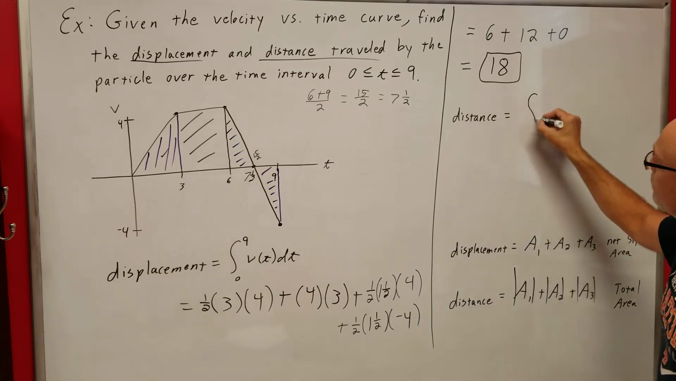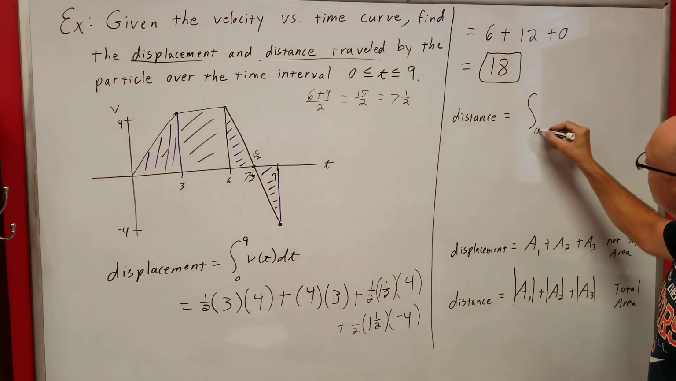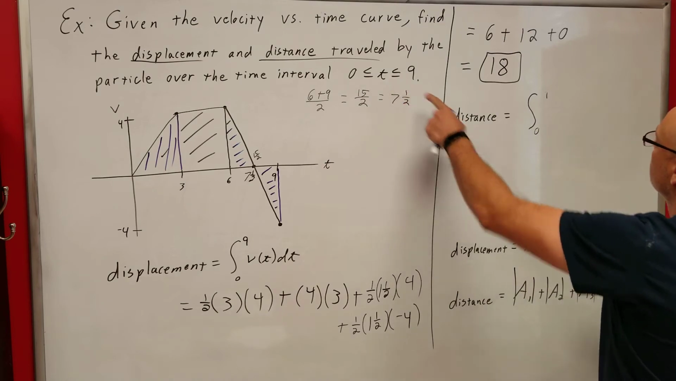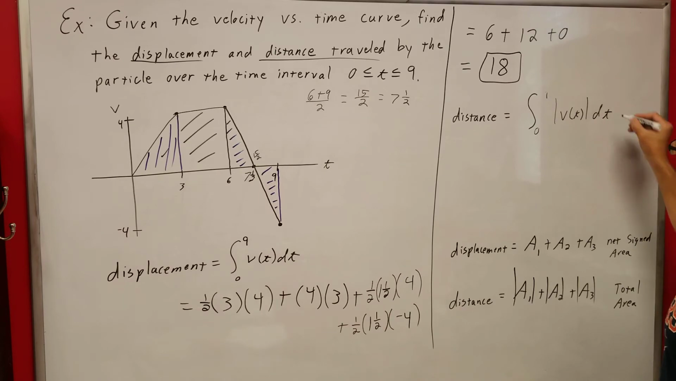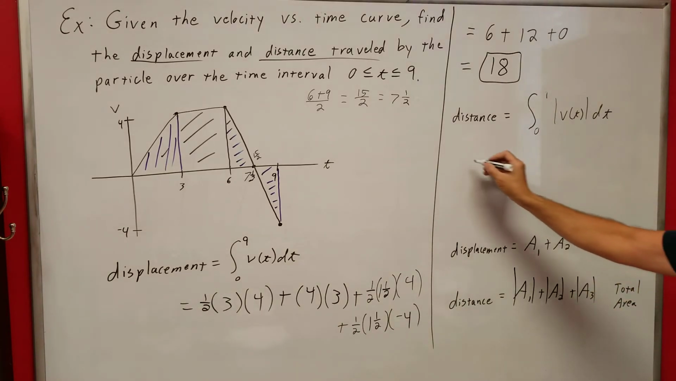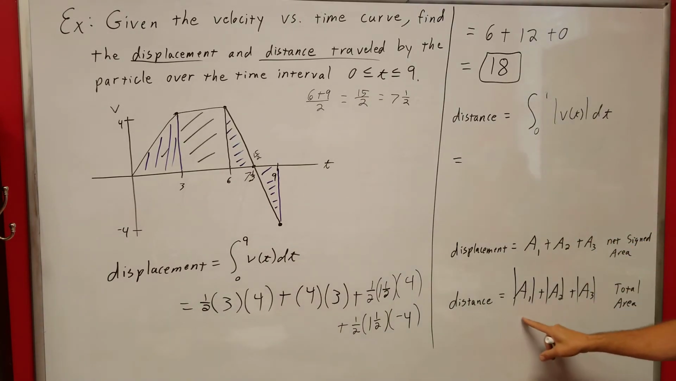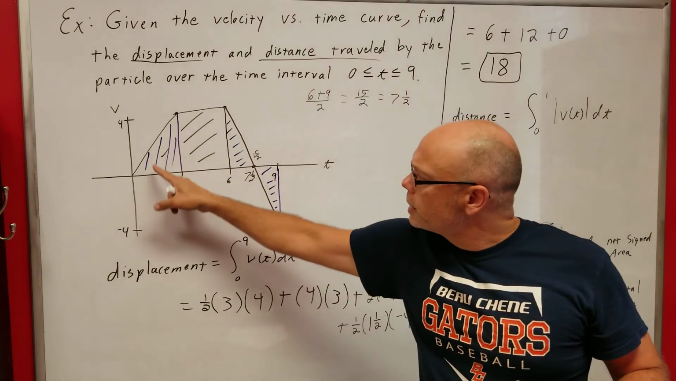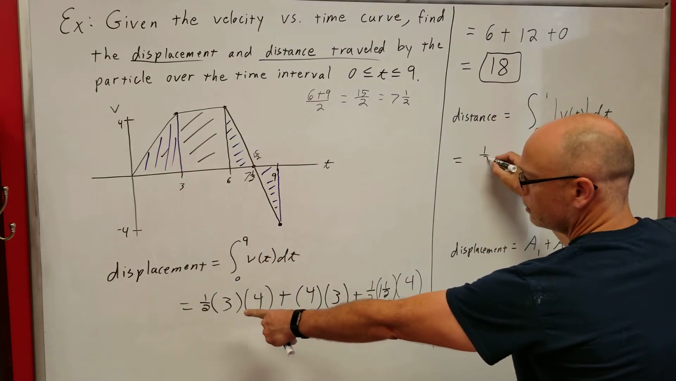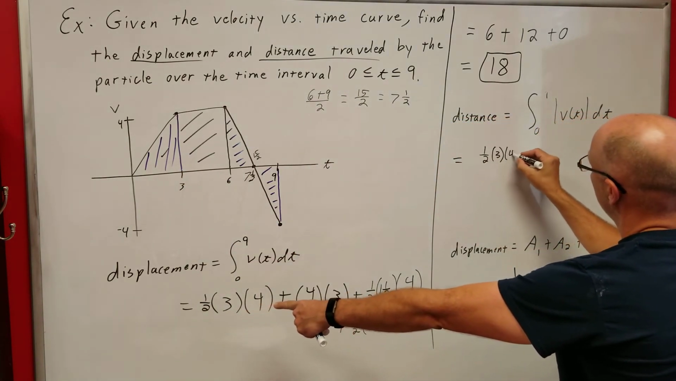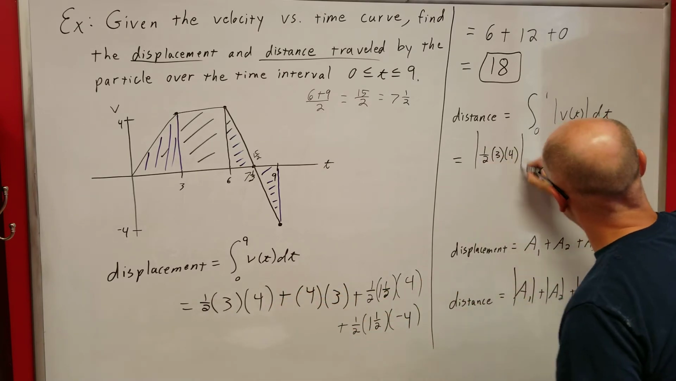Distance is what? The integral from 0 to 9 of the absolute value of the velocity, right? Or better yet, if I'm given a picture, I could say this. Just take the absolute value of each one of those areas and add them up, right? So what did this area look like? That looked like what? 1/2, 3 times 4, right? Take the absolute value of it.